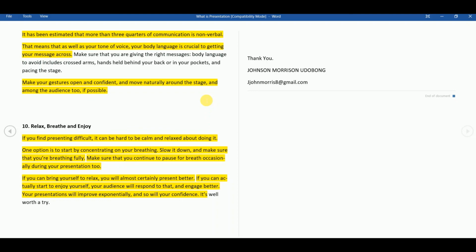If you can bring yourself to relax, you will most certainly present better, and if you can actually start to enjoy yourself, the audience will respond to that and engage better. Your presentation will improve exponentially and you will have confidence.